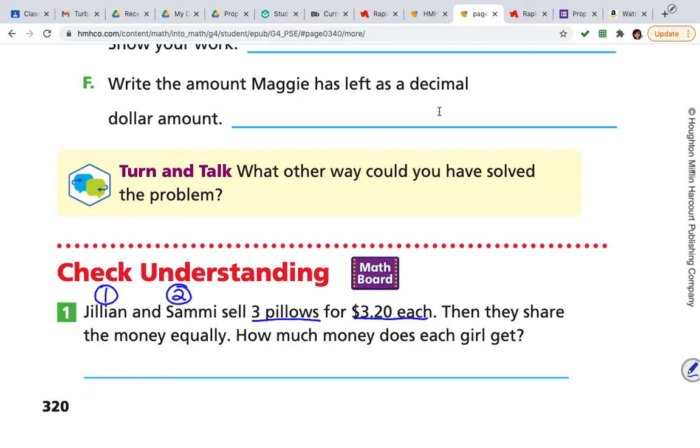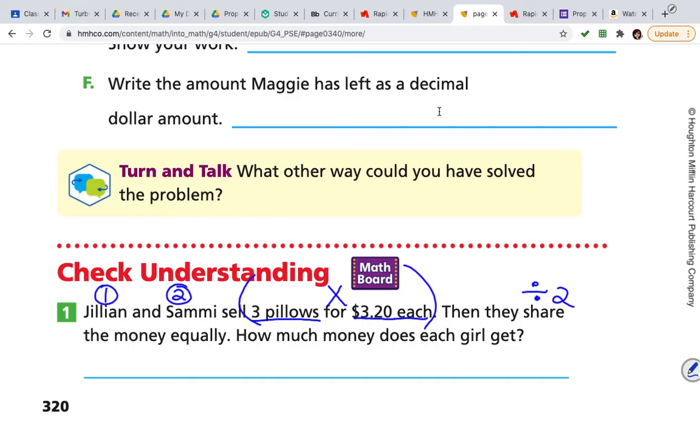So if they're going to sell 3 pillows for $3.20, the first step is to multiply. So this one is 3 times 320, that's step 1, we're going to multiply. Then they share the money equally. So then we're going to divide. If they share equally, we're going to divide it by 2 people. So we have 2 steps. How much money does each girl get?